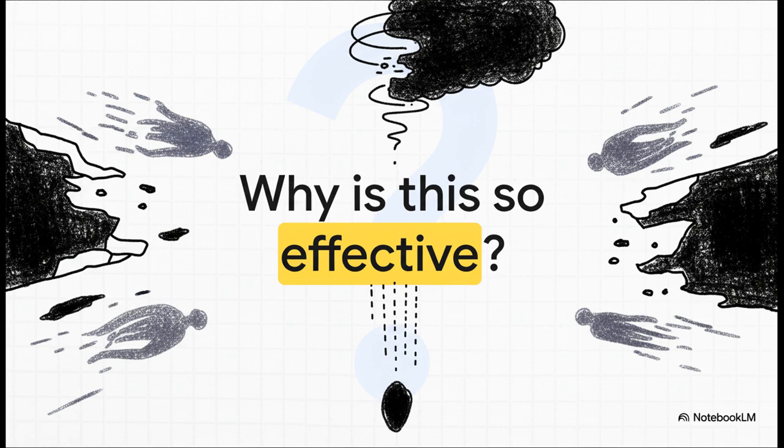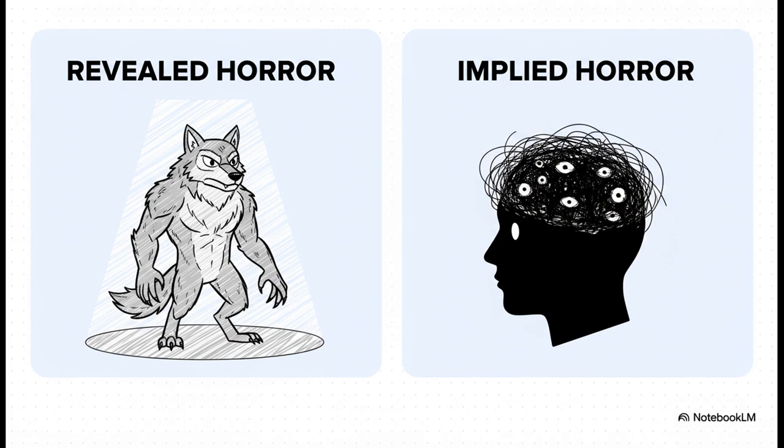Well, the answer lies in what the story chooses not to show us. This is the crucial difference between revealed horror and implied horror. Revealed horror shows you the monster. You see it, you understand it. But implied horror forces your own mind to create the monster.